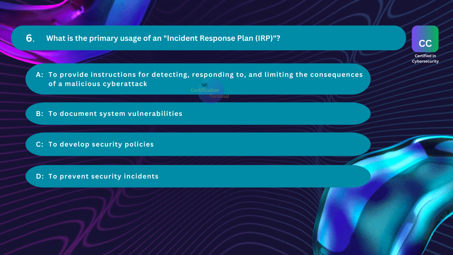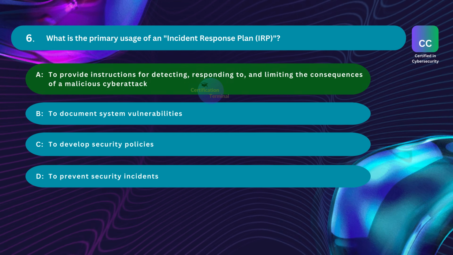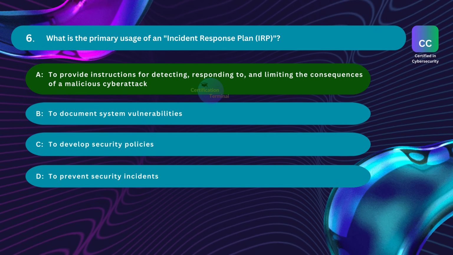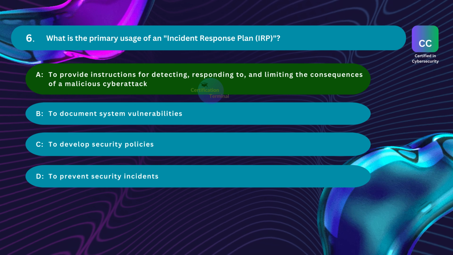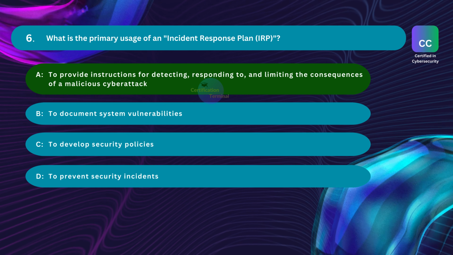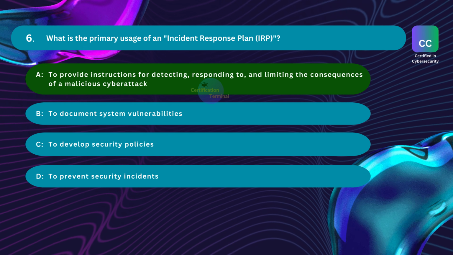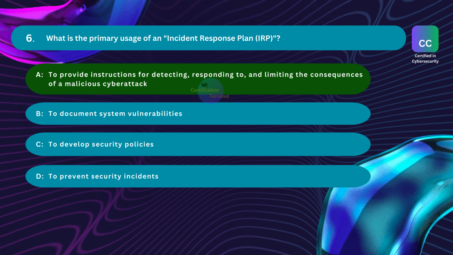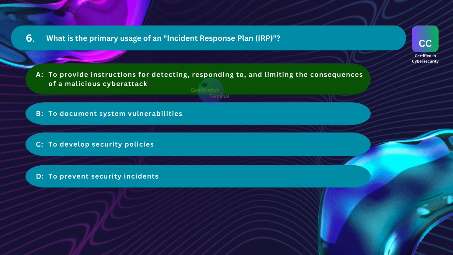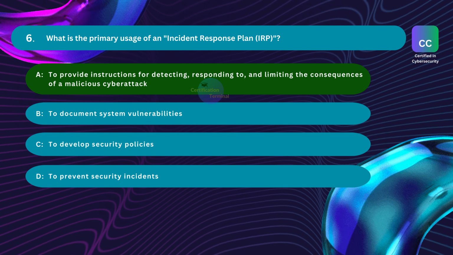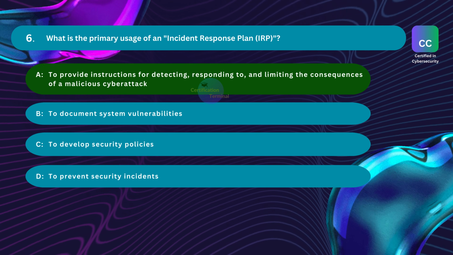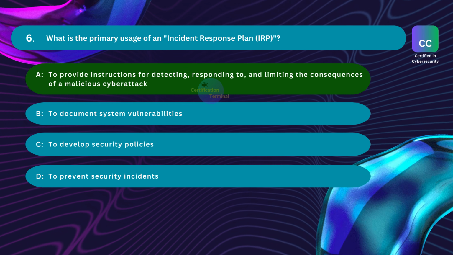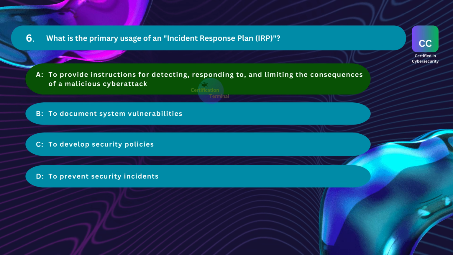The correct answer is Option A, to provide instructions for detecting, responding to, and limiting the consequences of a malicious cyber attack. An incident response plan, IRP, is a structured set of procedures and guidelines designed to outline the steps an organization should take in response to cybersecurity incidents. It includes instructions on how to detect, assess, contain, mitigate, and recover from security breaches or cyber attacks.